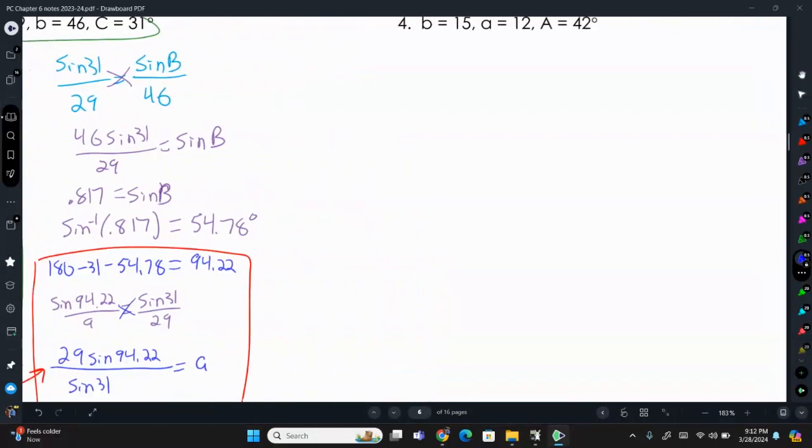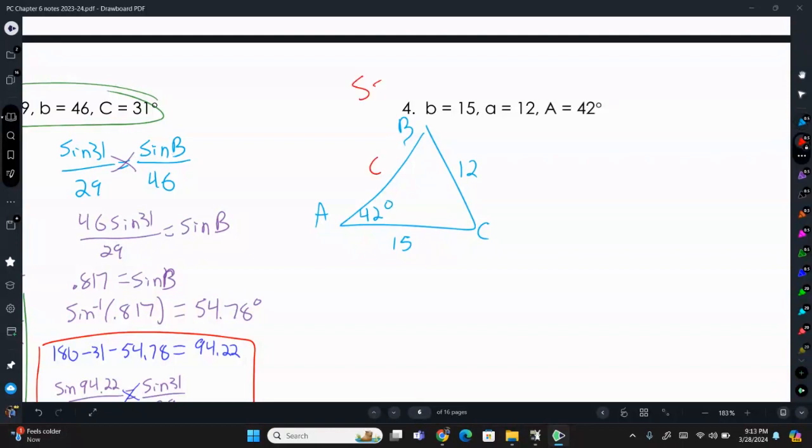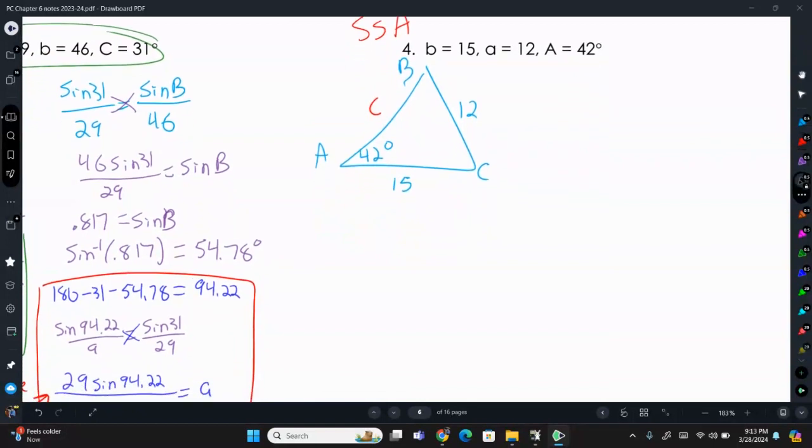All right, number 4. Okay, triangle A, B, C. Side B is 15. Side A is 12. Angle A is 42 degrees. And we don't know what side C is. This is SSA because we have two sides and the non-included angle. So this is an ambiguous case situation.